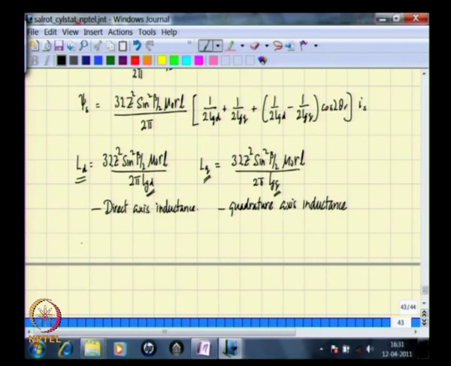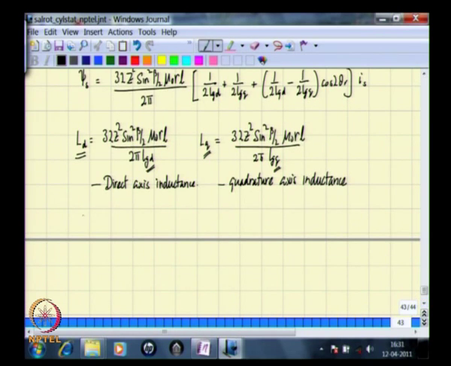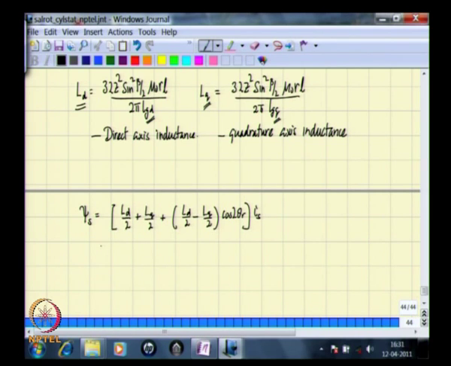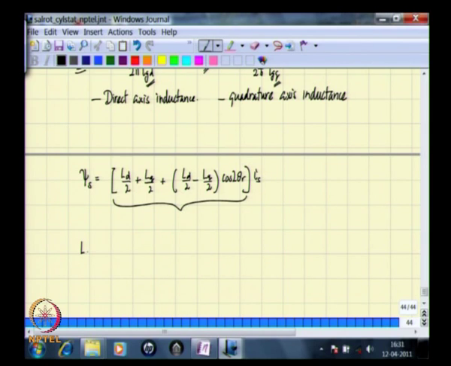With this, the expression for psi s can then be rewritten as psi s is equal to Ld by 2 plus Lq by 2 plus Ld by 2 minus Lq by 2 into cos 2 theta r multiplied by Is, and therefore the ratio of psi s to Is, which is nothing but the self inductance of the stator, is given by this term. Therefore, we can write Ls is Ld plus Lq by 2 plus Ld minus Lq by 2 into cos of 2 theta r.